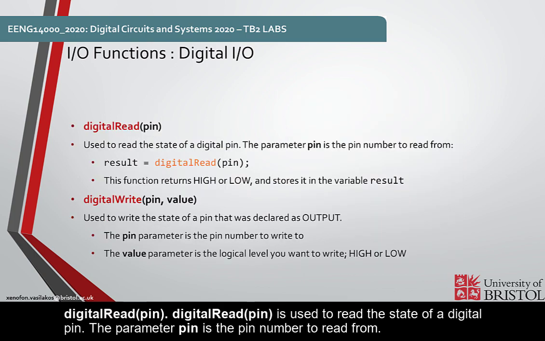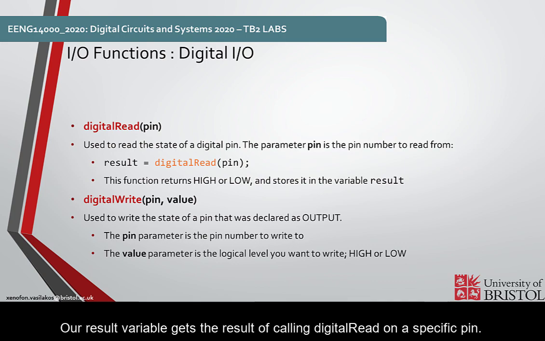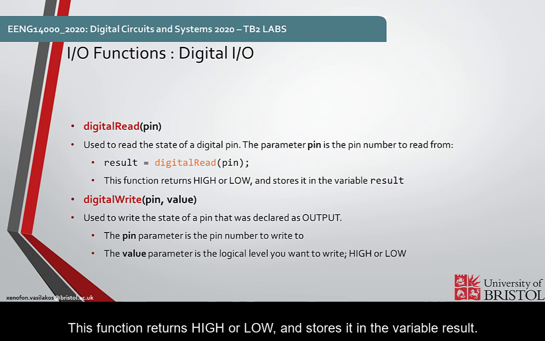digitalRead. digitalRead is used to read the state of a digital pin. The parameter pin is the pin number to read from. Here is an example. Our result variable gets the result of calling digitalRead on a specific pin. This function returns either HIGH or LOW and stores it in the variable result.